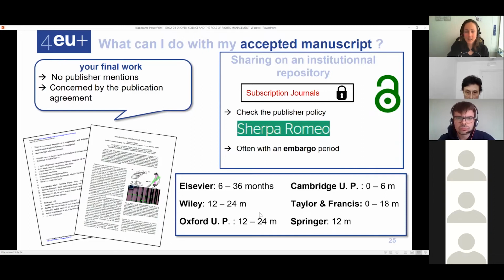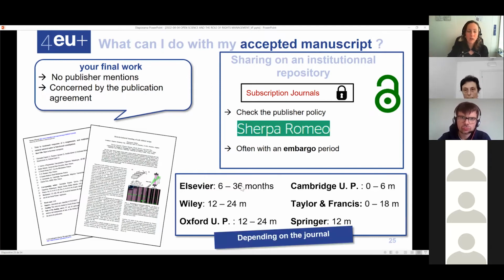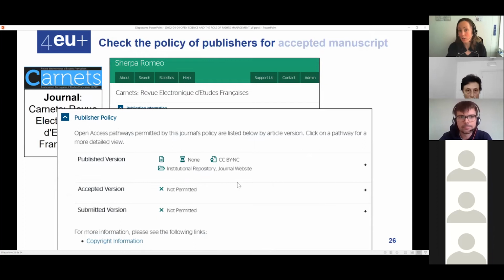Here I put some embargo periods from well-known publishing groups. You have some variation for a single publisher, Elsevier as an example, with embargo from 6 to 36 months. This variation is because of differences between journals from the Elsevier publishing group. So you can see you have a lot of embargo periods allowed. You can have no embargo period, and you can have a 3 years embargo period. Okay, so let's check that on Sherpa Romeo again.